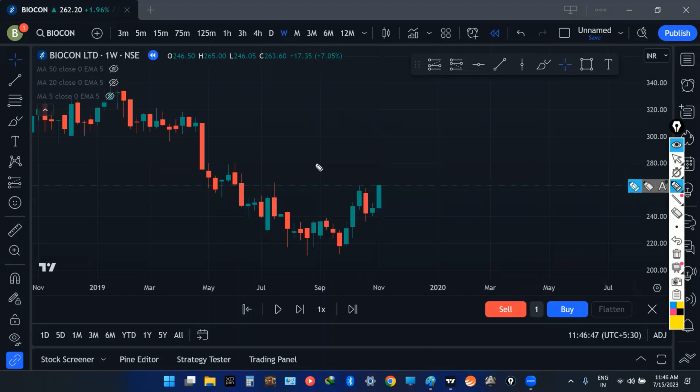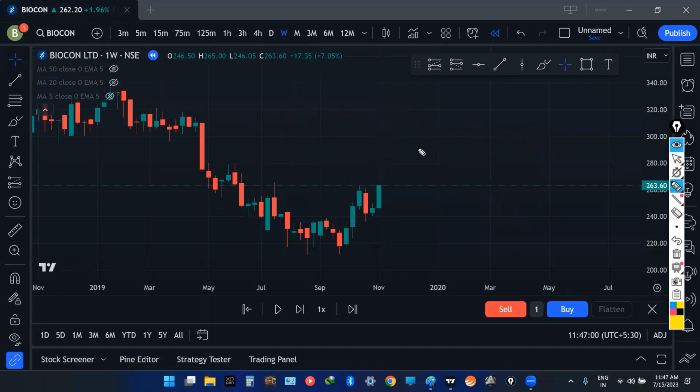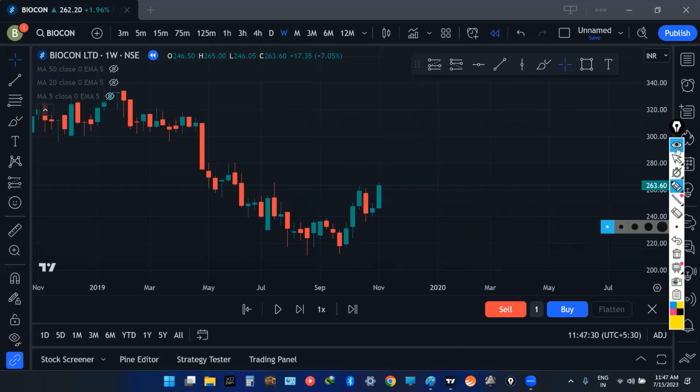Everyone wants that if my risk is 100 rupees, I should get a reward of 100, a 1:1 ratio. A healthy ratio, which is standard across the stock market industry, is 1:2. If I am entering at 263 and my risk is at 210, how many rupees is my risk? My risk is 53 rupees. So at least I should get 53 as my reward minimum, and ideally double your risk. If your risk is 53, your reward should ideally be 106 rupees. We'll come to the calculation part later on.